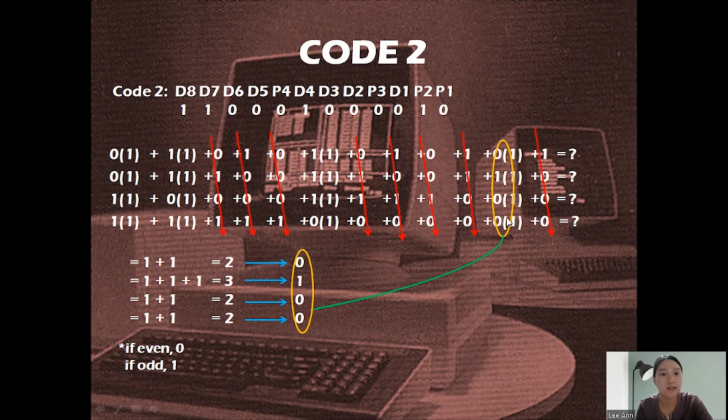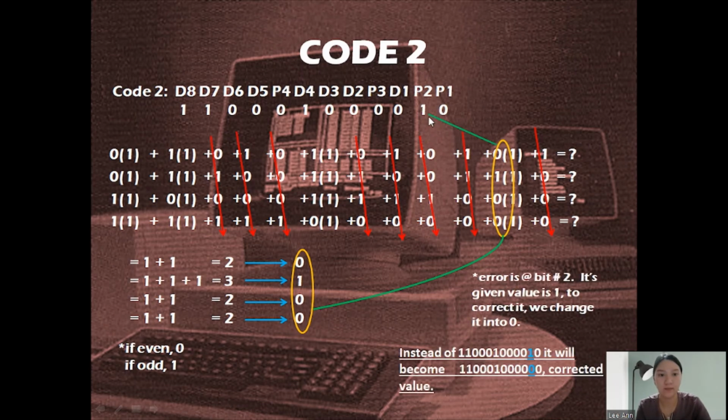The second bit means that the parity 2 or P2 is in error. There's an error. So the error is in bit number 2. Its given value is 1. To correct it, we change it into 0.